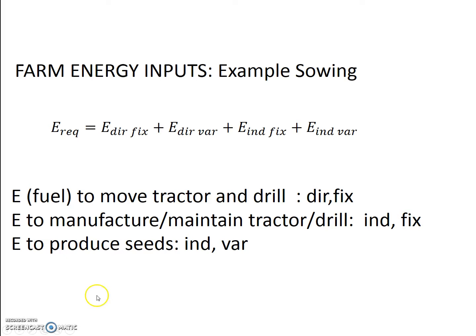Finally, to sow, we need to use seeds, and the energy spent in producing the seeds would be an indirect input because it is spent before the agricultural activity. Before sowing, we need to produce the seeds, so it is indirect, but also it's variable. Why? Because the amount of energy spent in producing seeds depends on the amount of seeds that we gonna use in sowing. In other words, it will depend on the sowing rate.